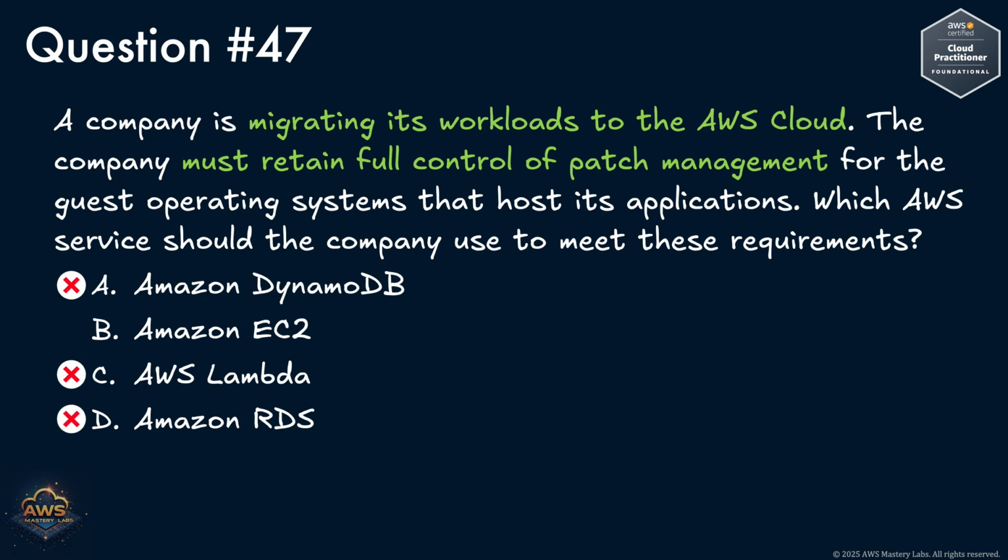Option D, Amazon RDS. Amazon RDS is a managed relational database service. While you can control some database level settings, the underlying OS is fully managed and patched by AWS. Customers do not have control over guest OS updates or patch schedules. Incorrect because RDS hides the OS from the customer and patching is handled by AWS.